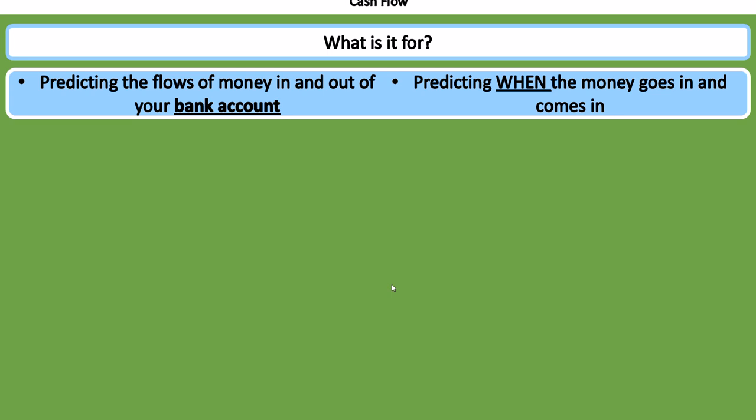So for instance, if you're an ice cream salesman, a lot of the time of the year you may have more money going out than you've got coming in. And so you need to know when your money is coming in.